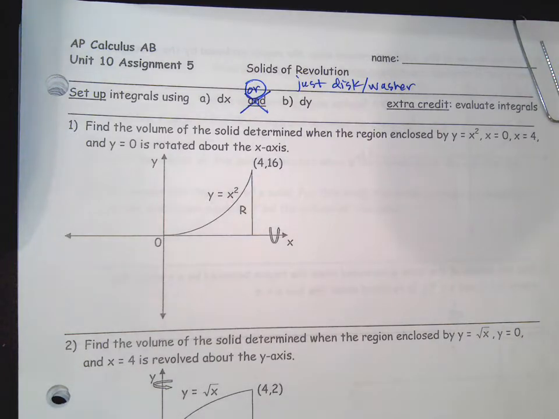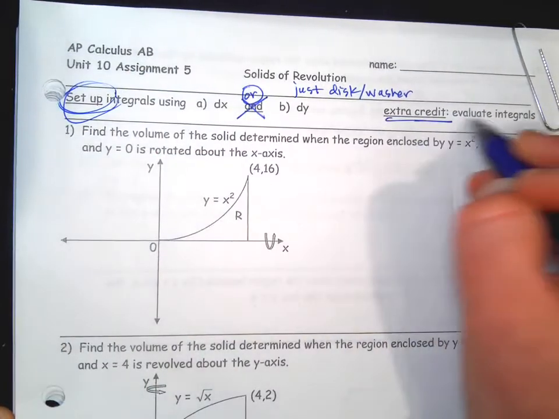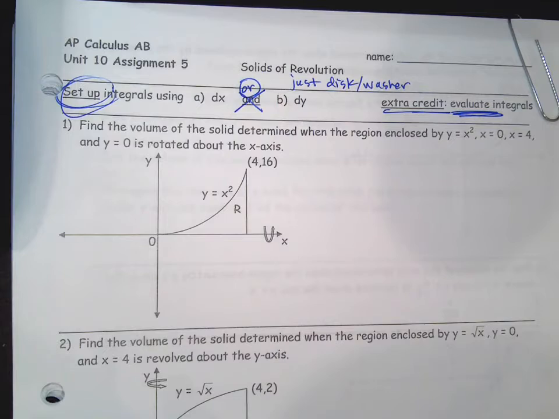I'll help you out right now, like on the homework. Let's take a look at it. Now, on my solutions, I'll have the dx and the dy that both give the same answer. But here's the deal. All I want you to do is set them up. Extra credit for evaluating them by hand. I would probably evaluate all of them with a calculator. Just get used to it. Check it with your calculator, though.